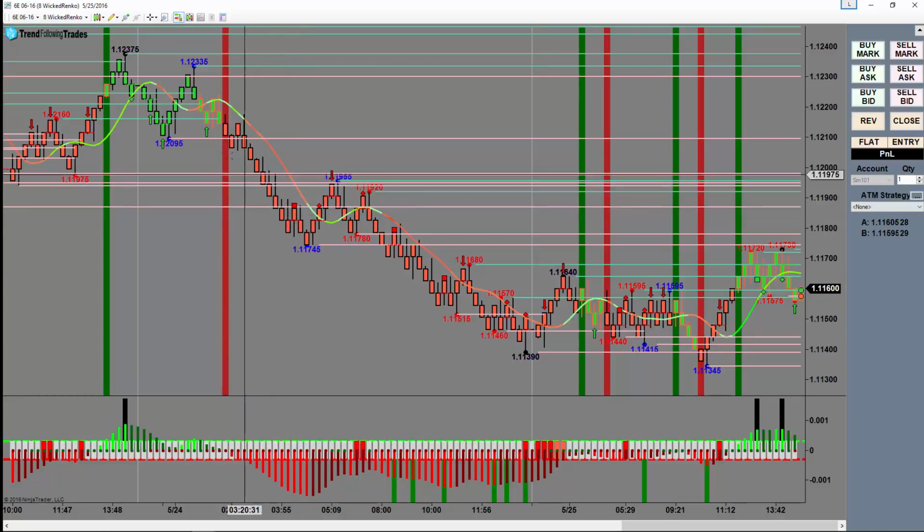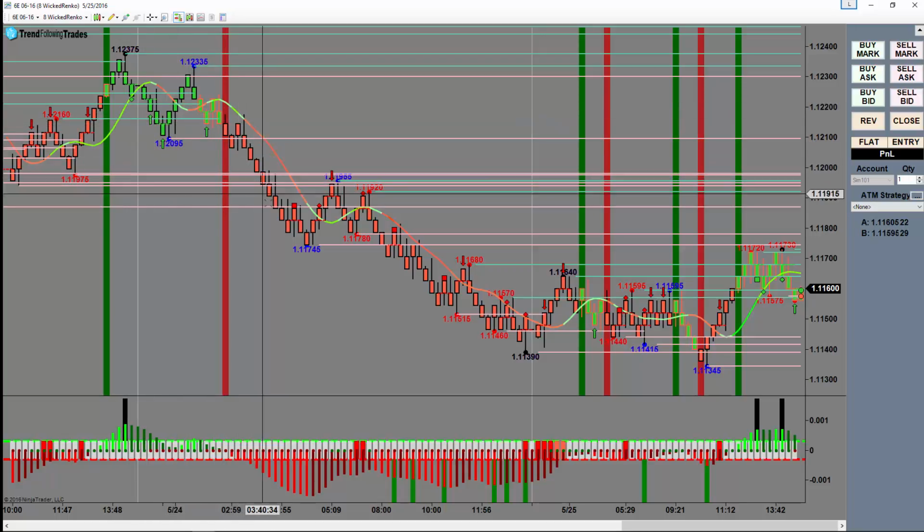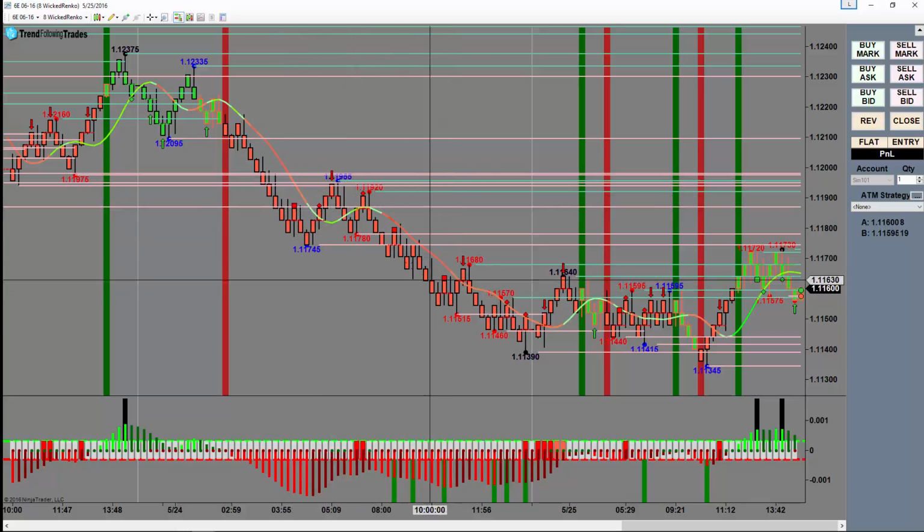Each line here is a day, all right? And then we have price coming down. It comes up to the red line here, resistance. So this is an area we want to get short, okay? We come down.